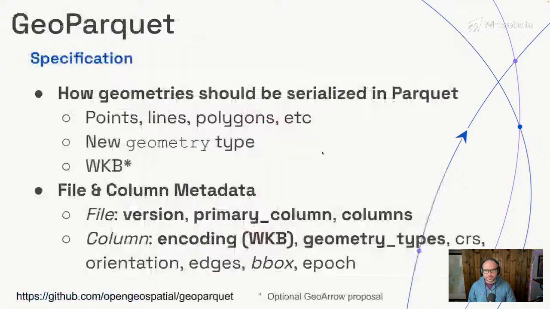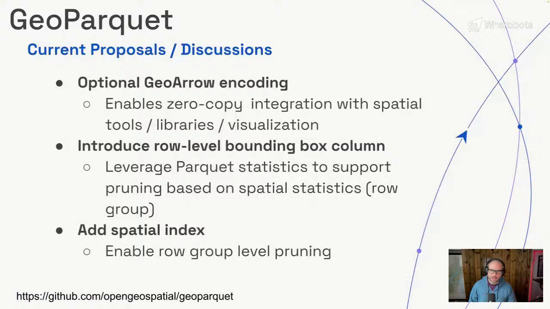So that's currently in discussion. There are a few GitHub issues looking at different ways of approaching that, either by adding a column specifically, like a bounding box column, or exploring options for adding spatial indexing. So if that sounds interesting, or if you have thoughts on that, definitely check that out.